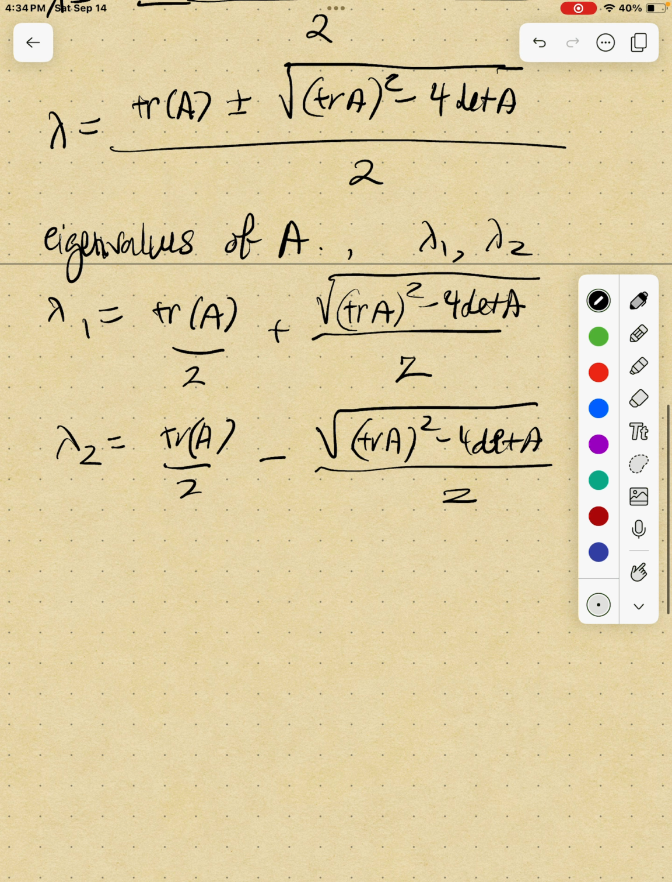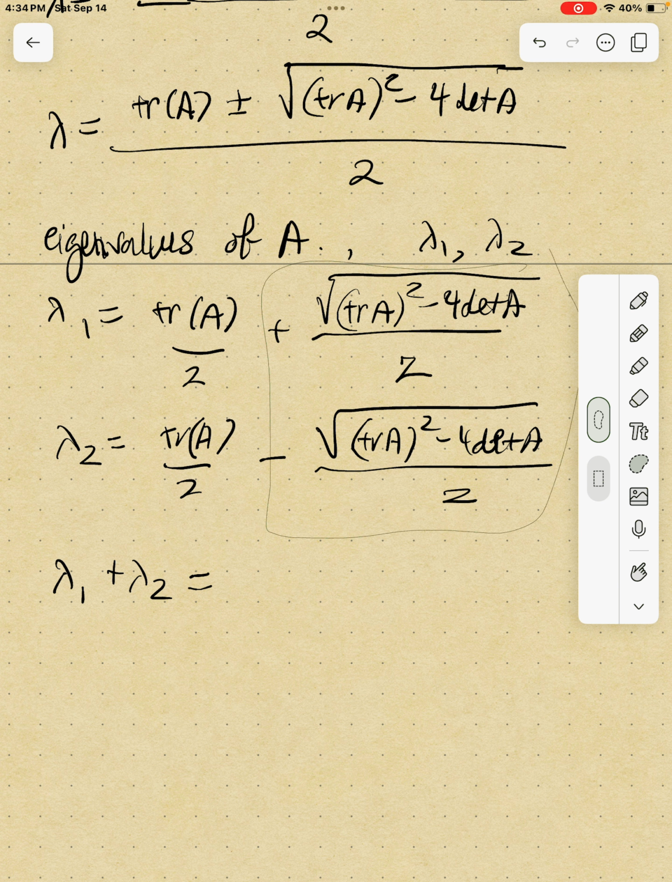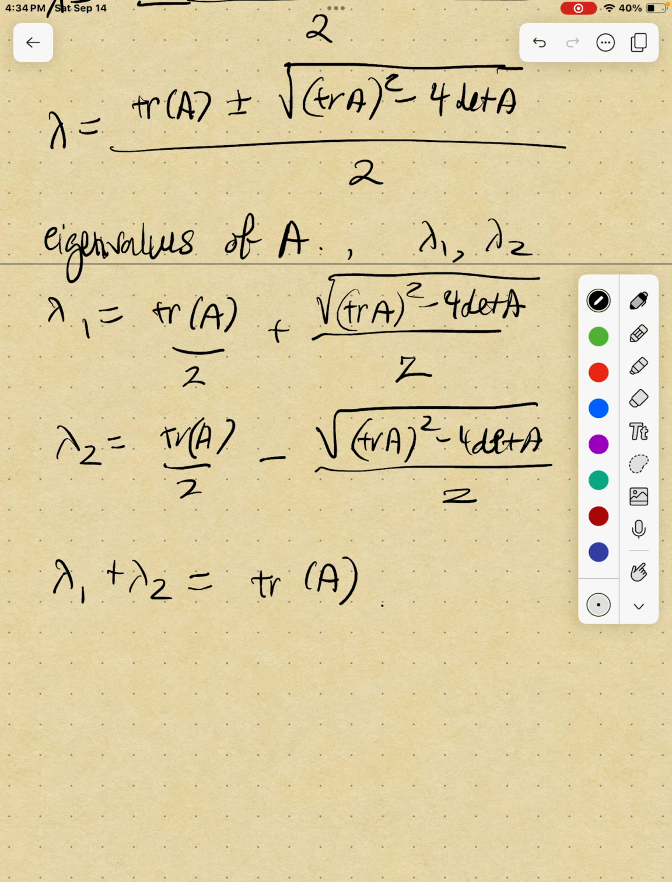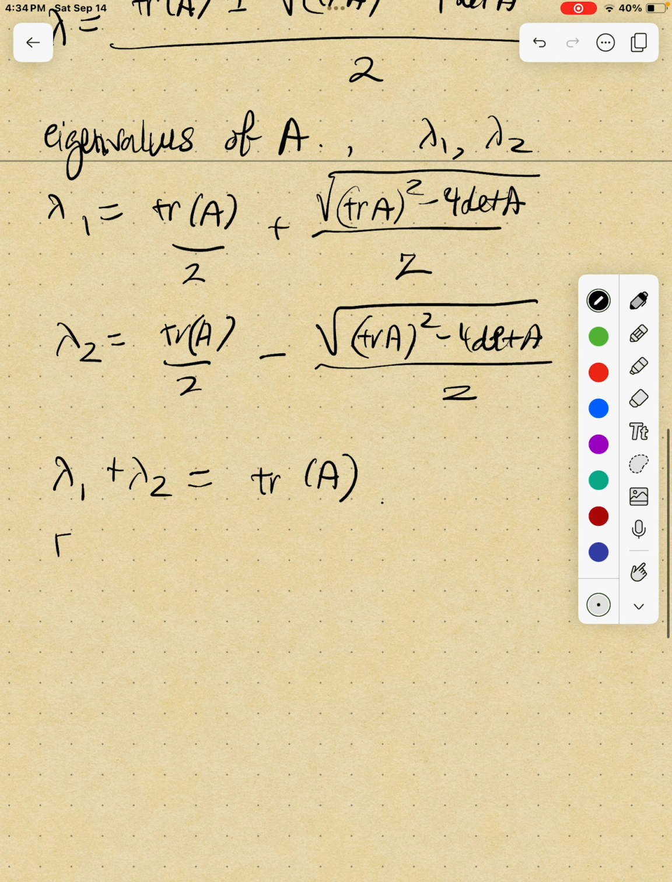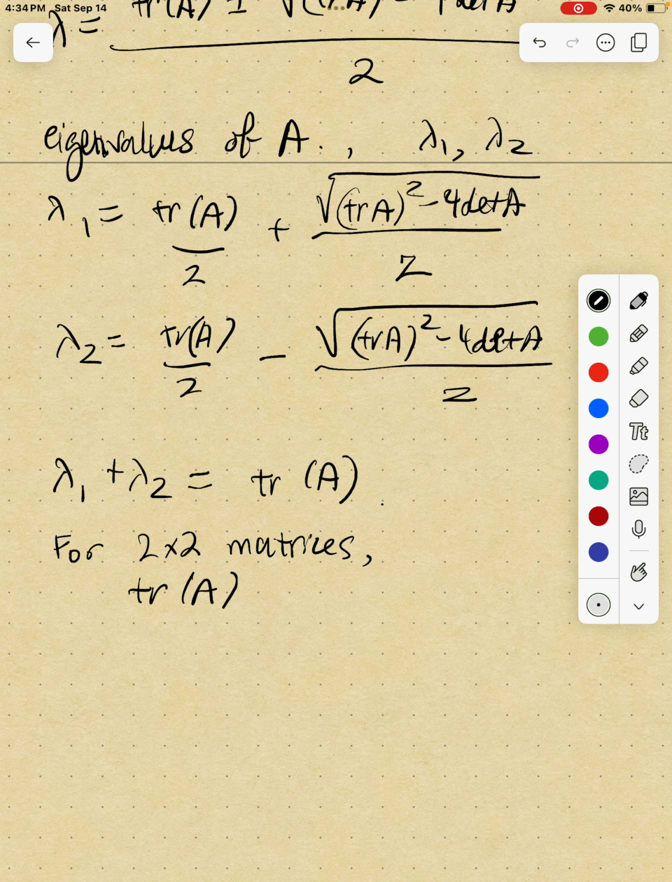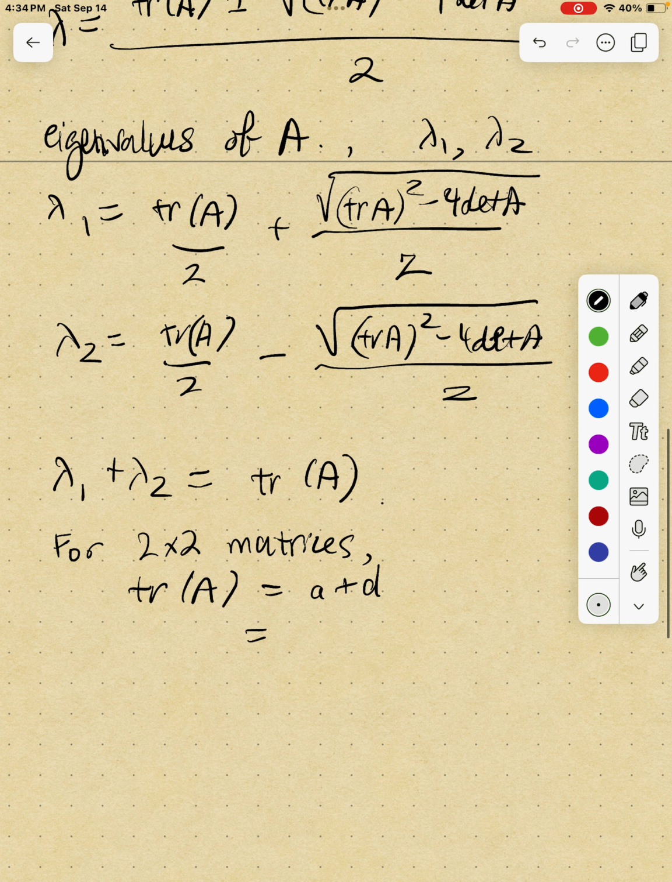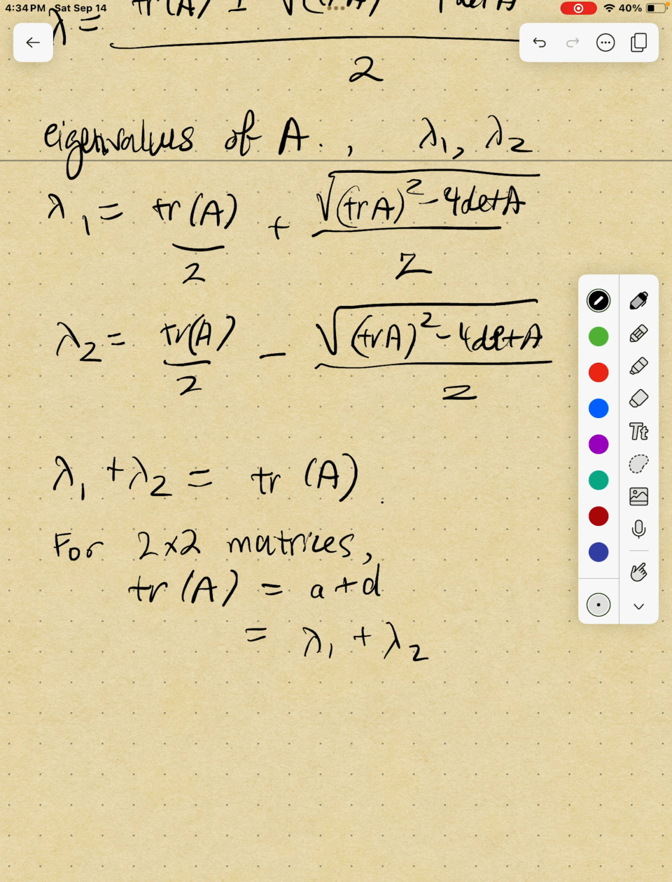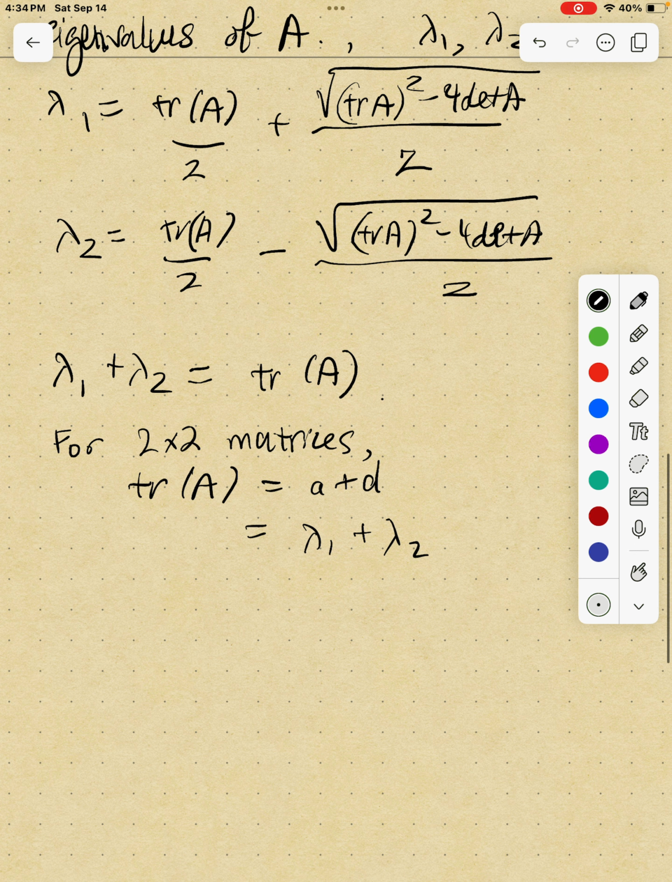Now what happens when you add them? Lambda 1 plus lambda 2, you get, see, these things will cancel when you add them. And then what you're left with is half the trace of A plus half the trace of A. That just makes the trace of A. So we've just proven that for 2 by 2 matrices, the trace of A is not just the sum of the diagonal entries, it's not just a plus d, but it's also the sum of the two possibly complex eigenvalues of the matrix.